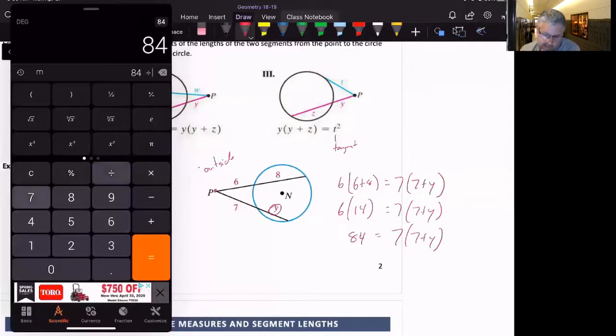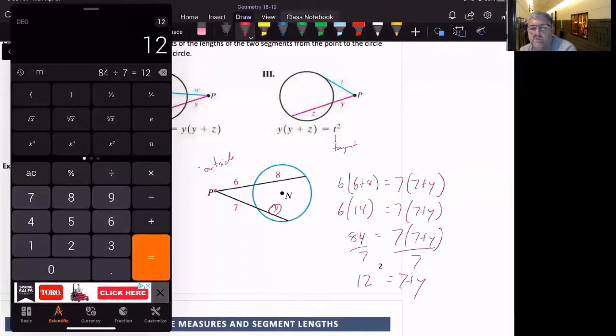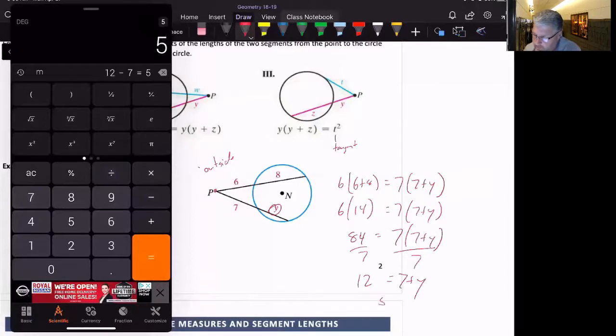Can we divide 84 by 7? Yeah. So let's do that because that's going to make things easier in the long run. 12 equals 7 plus y. If you couldn't divide 84 by 7, if those weren't divisible, you would want to distribute the right side and then start working through it that way. But here you can, so we wind up that y is 5.